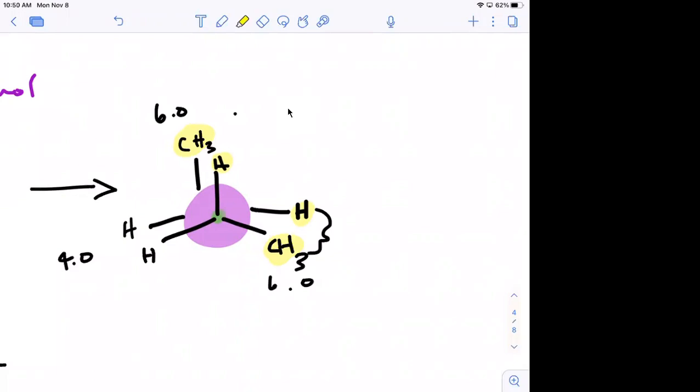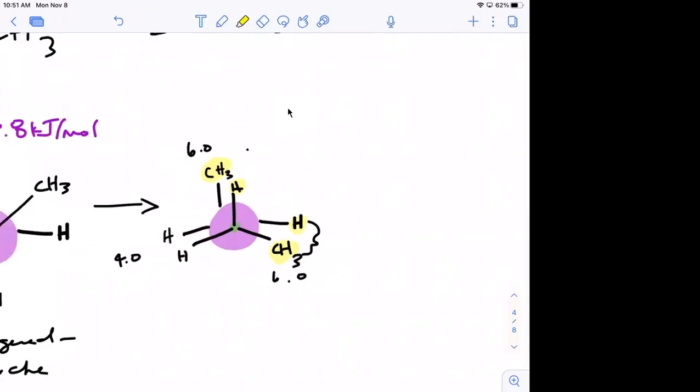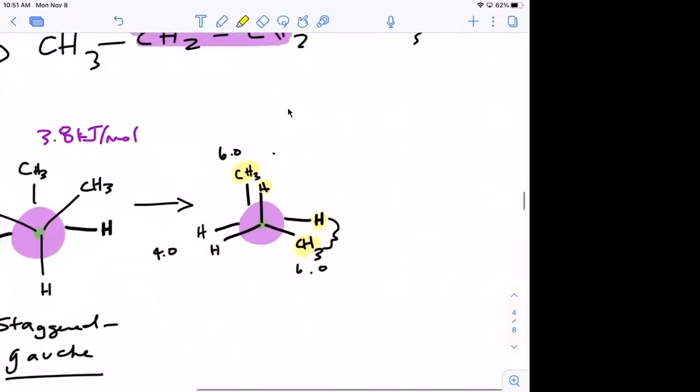You said it's still called eclipsed, even though different things are overlapping? Yeah, it's still eclipsed. There's no special name for this particular one. All we're looking at now is how much each interaction costs.